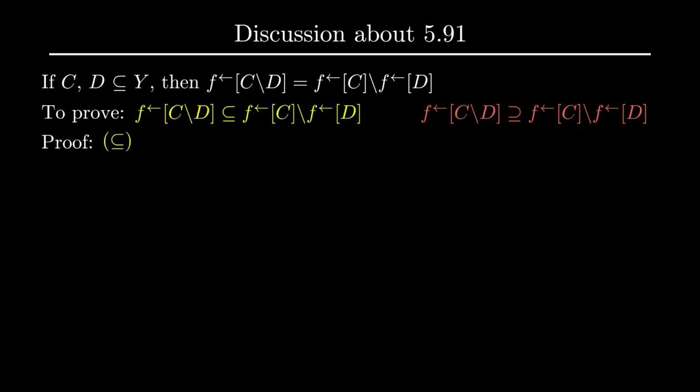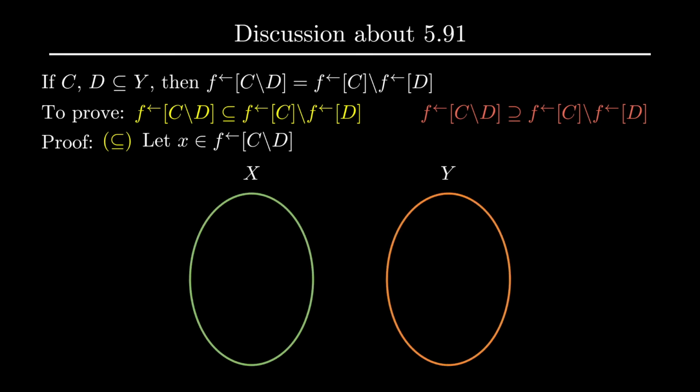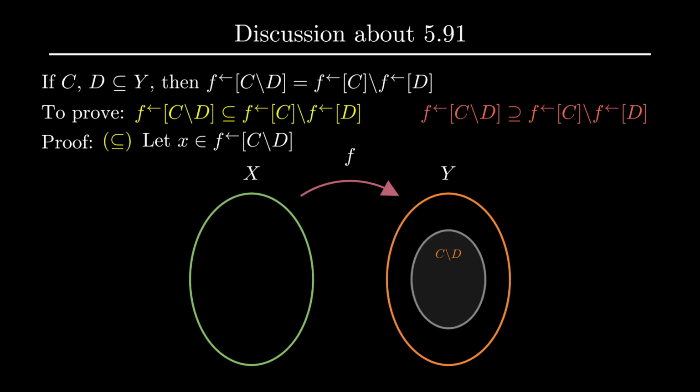As always, our first step is to let x be in the preimage of C minus D. Let's draw some pictures to better interpret what it means for x to be in the preimage of C minus D. Here we have our domain X and codomain Y, and function f takes elements in domain X to codomain Y. We know by assumption that C minus D is a subset of Y. The preimage of C minus D is the set of all elements of the domain that are mapped into C minus D in our codomain.